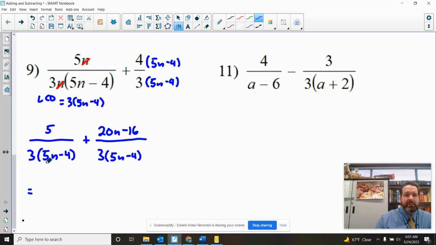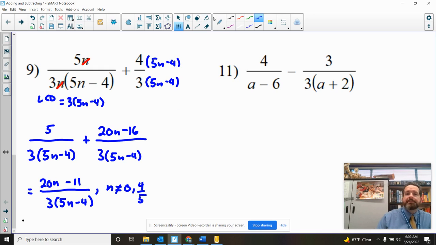So put that all together. 5 plus -16 is -11, with the 20n over our common denominator. And then a note on the restriction that, hey, n cannot be, I'm going to go back to our original problem, can't be 0, and can't be 4/5. So reduced combined expression together with your restrictions. And there we go. Next up.